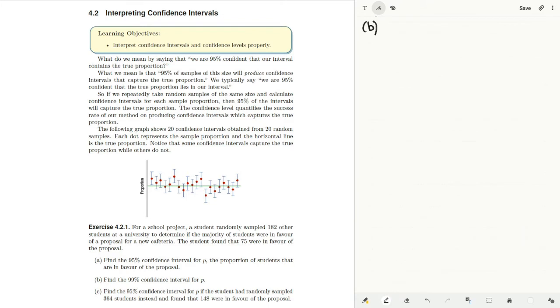So now let's find a 99% confidence interval for p. Now we did most of the calculations in part A. The only thing that changes is the critical value. So we found the sample proportion to be 0.41208 and the standard error was 0.03648. Now the critical value for 99% confidence is 2.575.